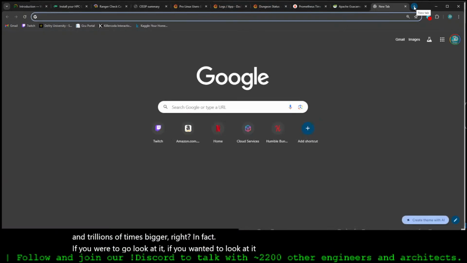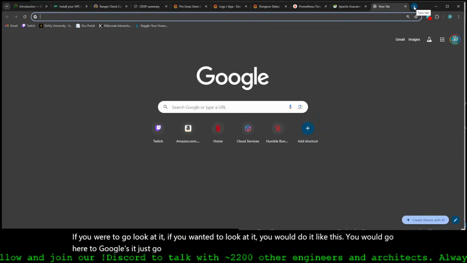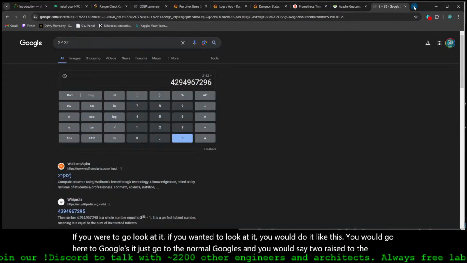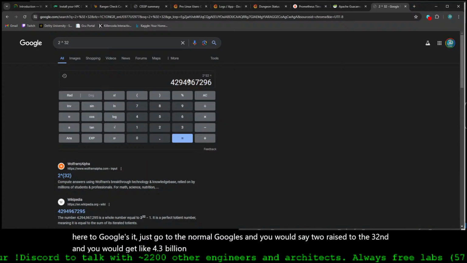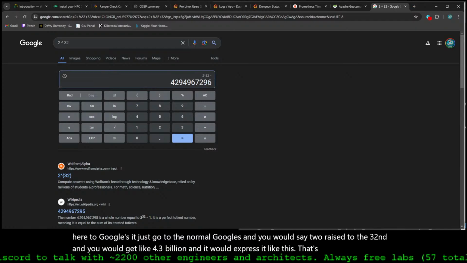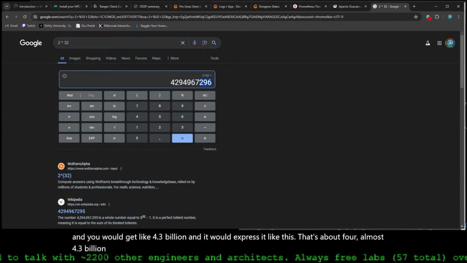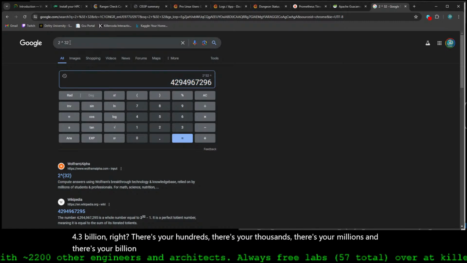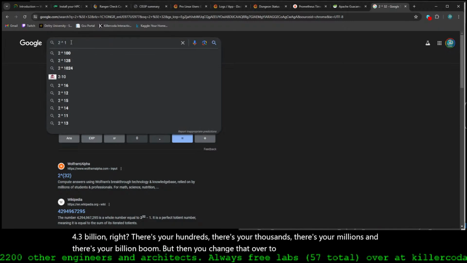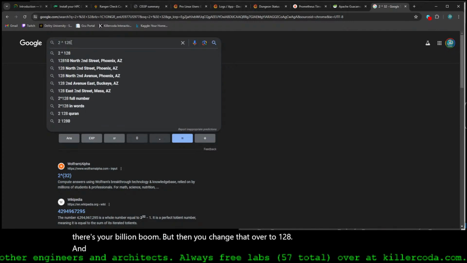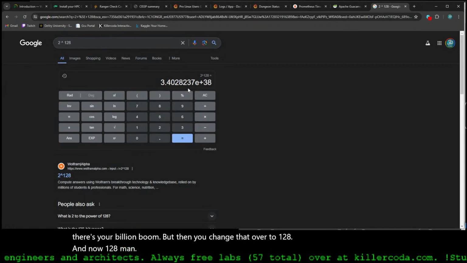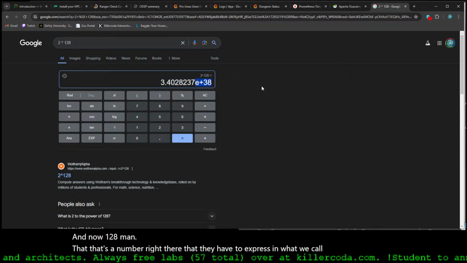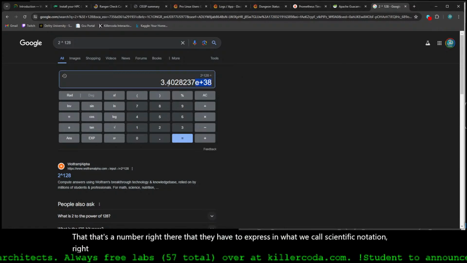If you wanted to look at it, you would do it like this. You would go here to Google and say 2 raised to the 32nd, and you would get about 4.3 billion. There's your hundreds, your thousands, your millions, and your billion. Boom. But then you change that over to 128, and that's a number they have to express in what we call scientific notation. You all know how scientific notation works, right?